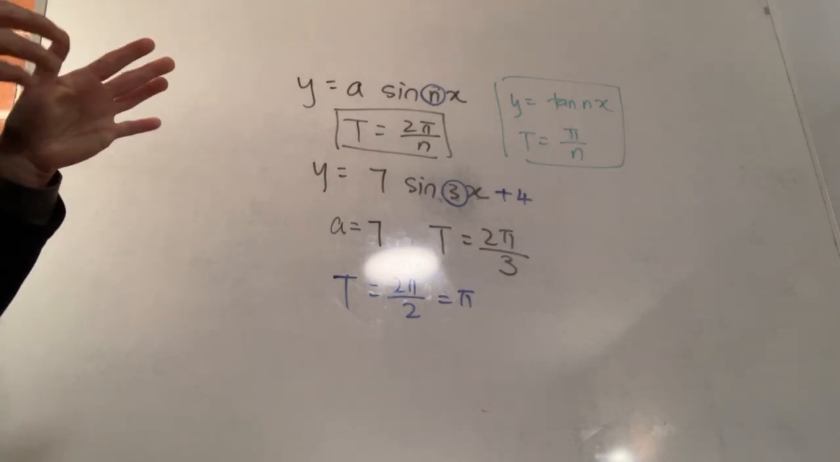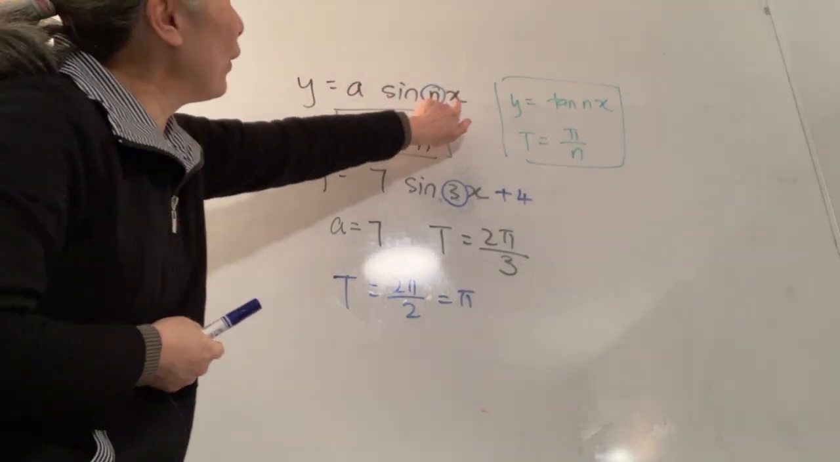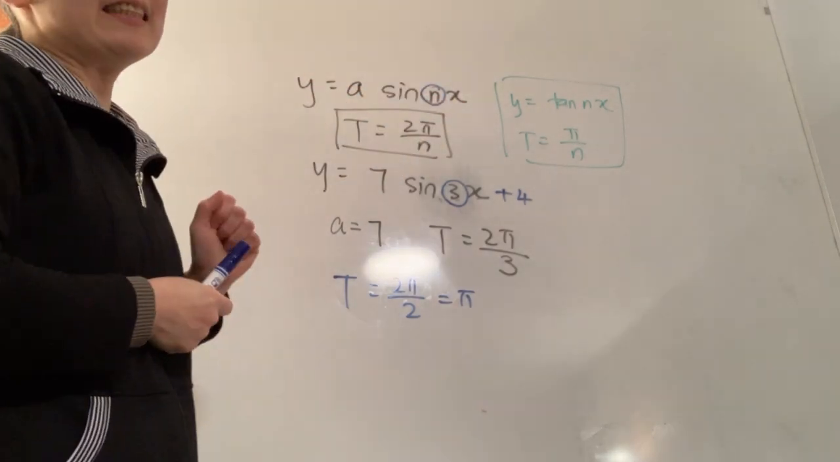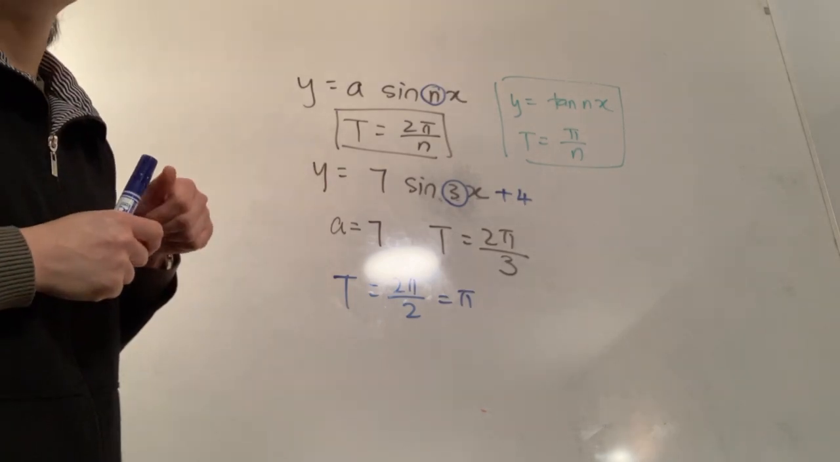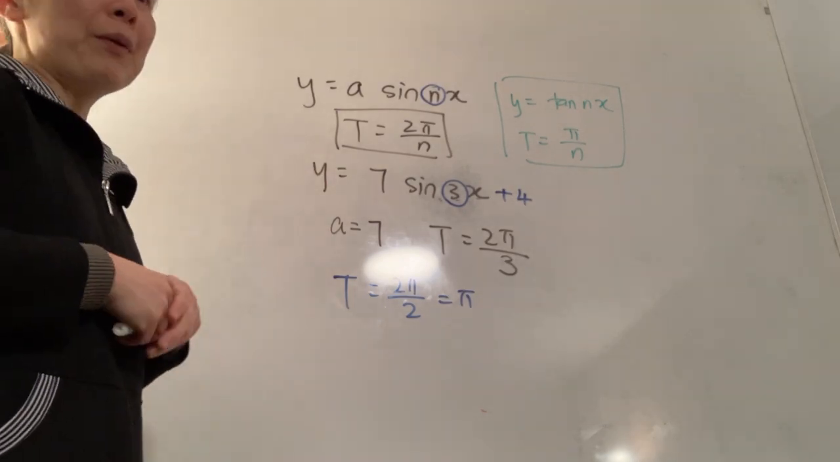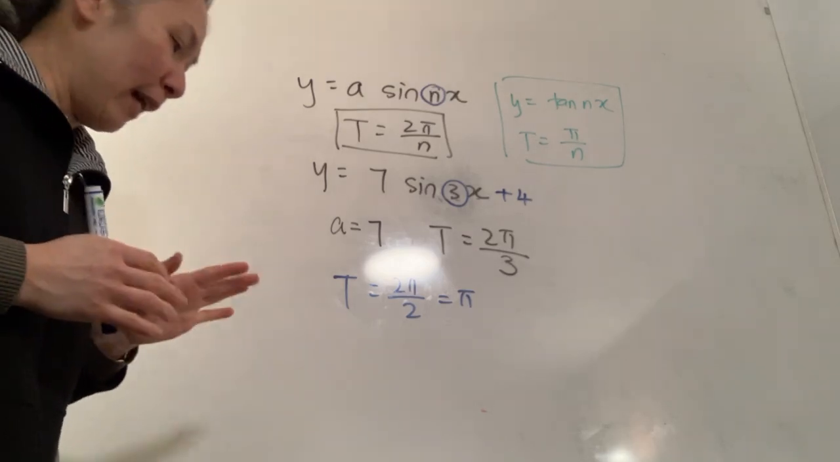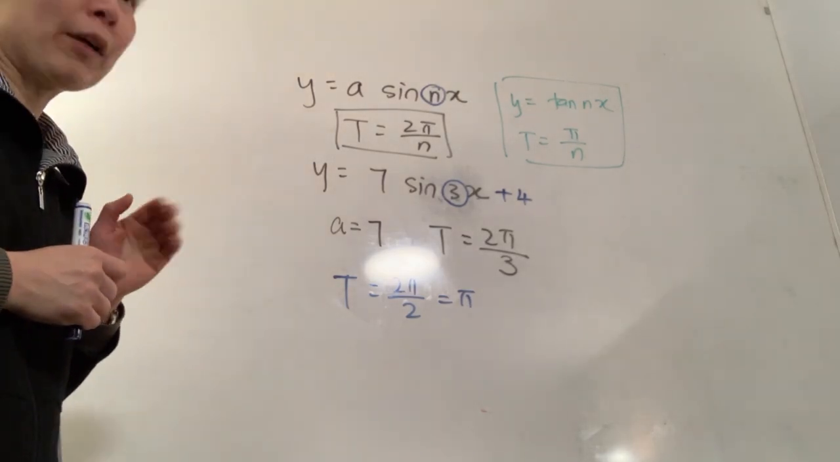So always remember the period. You look for the number in front of the x. That is the one that helps you to find the period. Okay, now we know the period. We're done with part A. Part B is talking about the range.